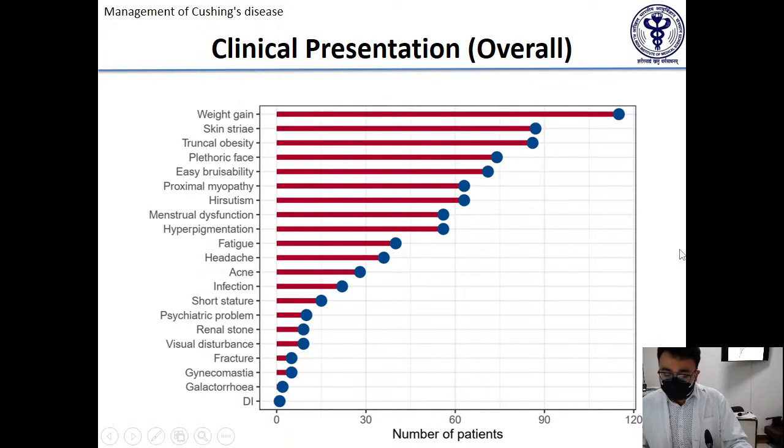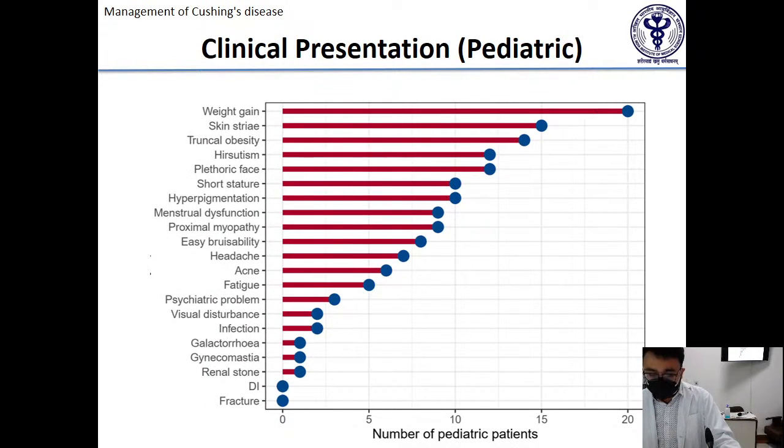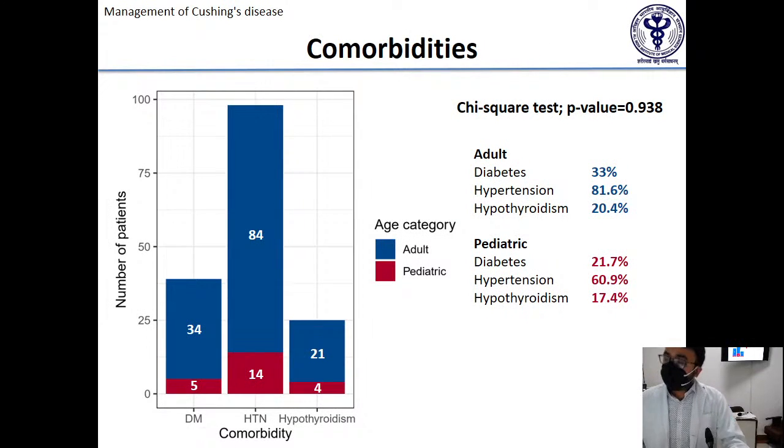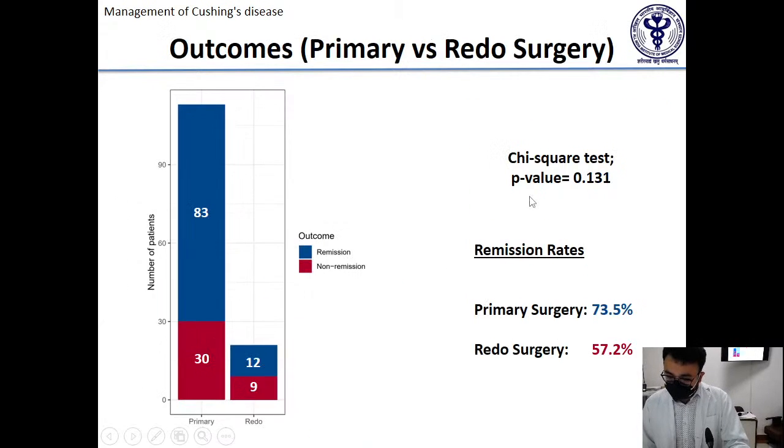And we checked for the clinical presentation and profile, and as has been added by the colleagues in endocrinology, weight gain, skin striae, and truncal obesity tend to be the common presentation in the overall as well as in the pediatric age group. We assessed for the presence of comorbidities as well in the adult as well as pediatric age group, and found that hypertension was the predominant comorbidity, followed by diabetes and hypothyroidism.